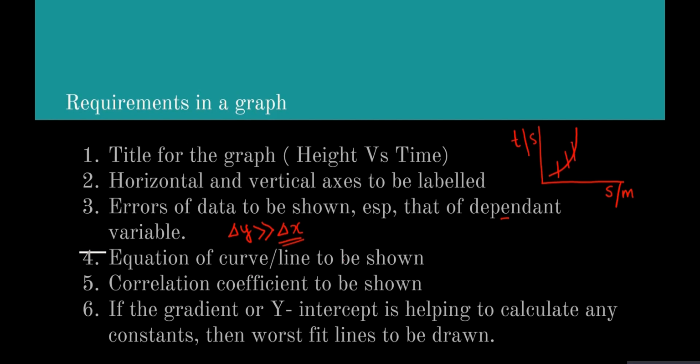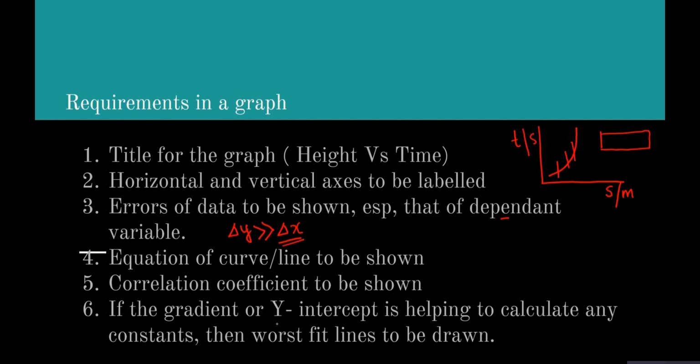Then the equation of the curve or line to be shown and the correlation coefficient also to be shown. So you need to show that equation and the Pearson coefficient or R-square value, which you can obtain directly by clicking on a box in Excel. So that also should be shown.